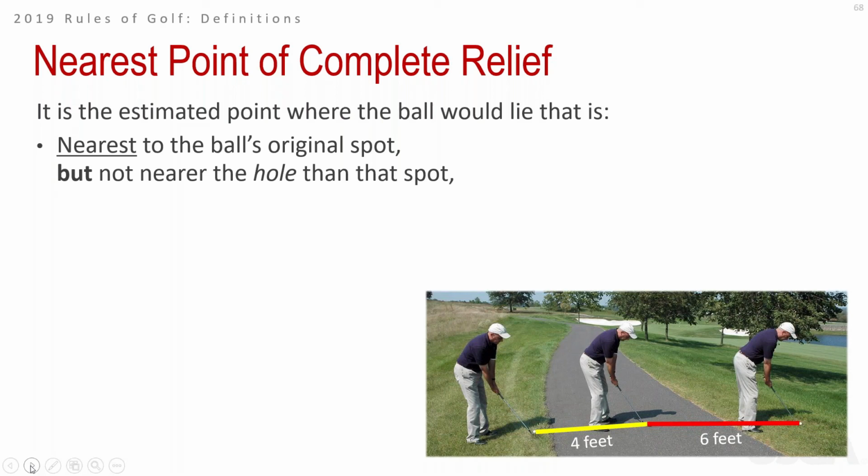As you can see in our example below, the gentleman has put his ball on the cart path in the middle of that cart path, and based on where his position lies, and his ball's position and his orientation, going to the left of the cart path would be his nearest point of complete relief. As you can see, there's 4 feet to the left and 6 feet to the right. However, if this player was a left-handed golfer, our orientation might change so that we are now going to the right instead of the left.